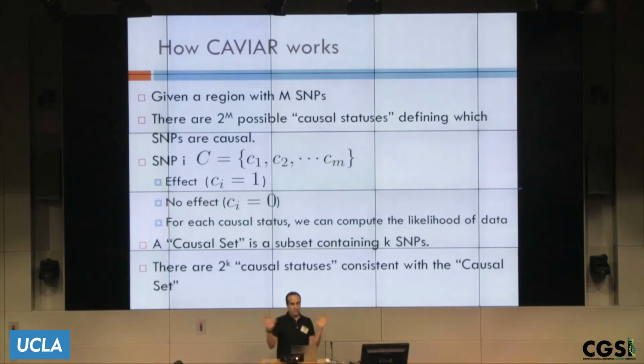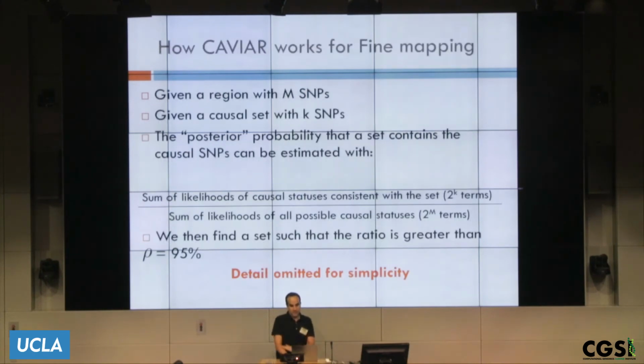So I have 2 to the m, that's the full space, and I've got a set of k SNPs, and now I've got 2 to the k possible subsets of those 2 to the m vectors that are consistent with that. And so the way our method works is basically the following: given a region with m SNPs and a set of k SNPs, we compute a posterior probability that the set contains the causal SNPs. I put everything in quotes because there are a lot of caveats and assumptions here, but they're not that important, unless you're Bayesian and really care about these things.